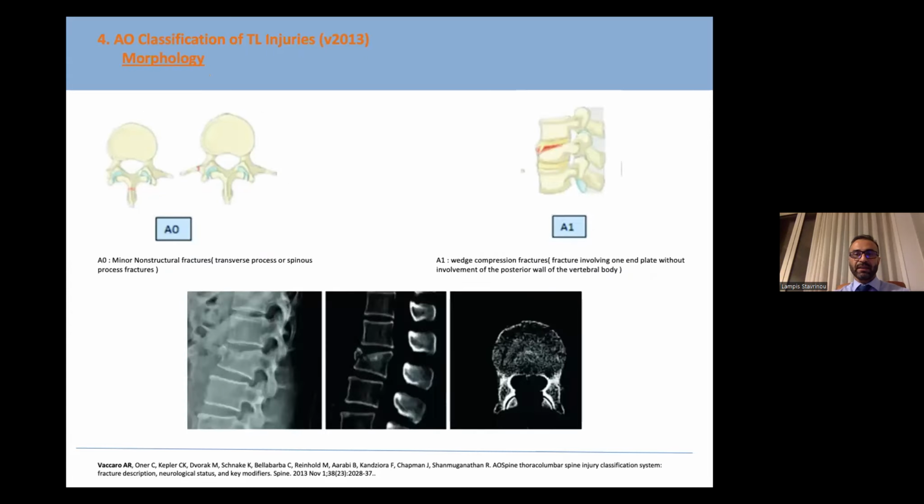So we have the A1, which is the wedge compression fracture, the end plate without involvement of the posterior wall of the vertebral body. You can see it in the image, and you can see also the typical plain radiographs and the CT scans. This is the A1.